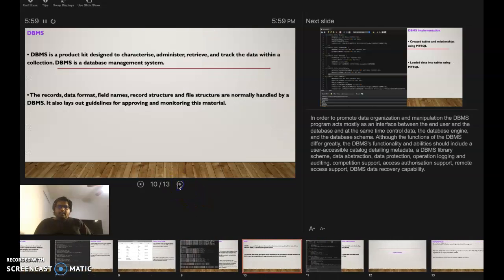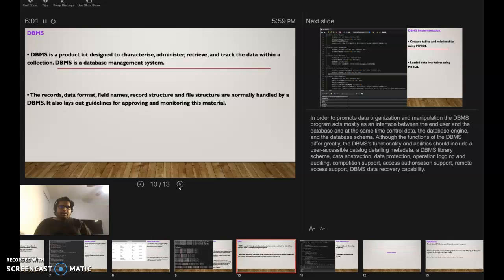Moving on to DBMS. In order to promote data organization and manipulation, the DBMS program acts mostly as an interface between the end user and the database, and at the same time controls data, the database engine, and database schema. Although the function of DBMS differs greatly, the DBMS functionality and abilities should include a user accessible catalog detailing metadata.